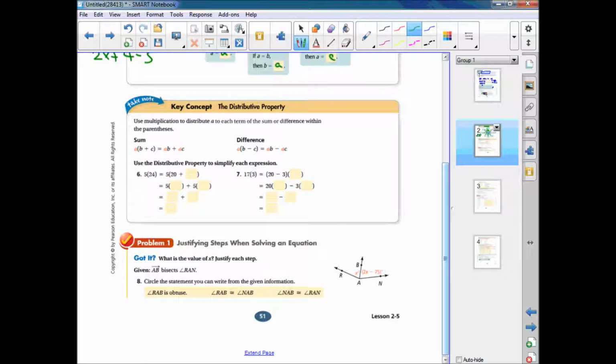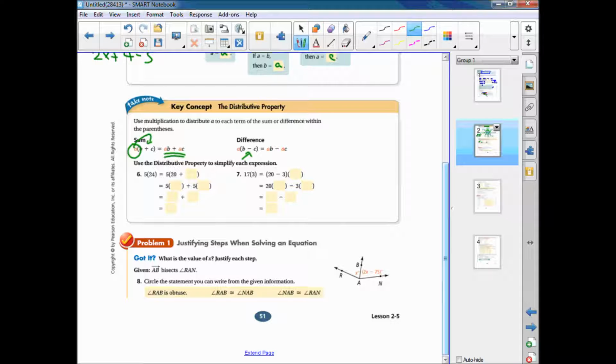Then we also use this next key concept down here, the distributive property, in algebra a lot. We said if we had a number being multiplied to the sum of 2 other numbers, then we could just distribute that in and make it the sum of the products instead. And it worked fine with subtraction here, so the difference of the products.